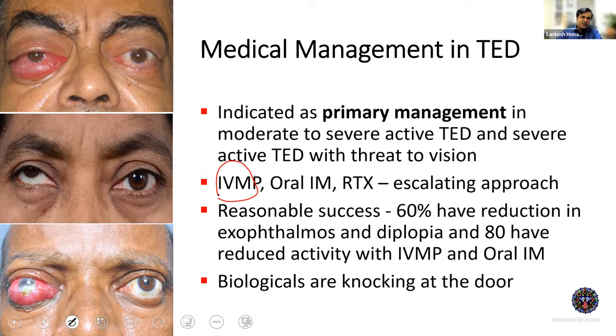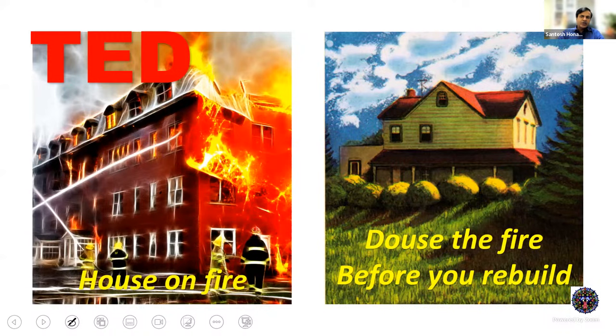They have reasonable success in terms of reduction in exophthalmos and diplopia in functional positions of gaze, but they have impressive response in terms of remission from activity. And of course, biologicals are knocking on the door. So before you reconstruct the house, you should douse the fire, and medical management is aimed to do exactly that. You douse the fire, wait, and then rebuild a home or rebuild the orbit by whatever surgery that you plan to perform. Thank you so much.